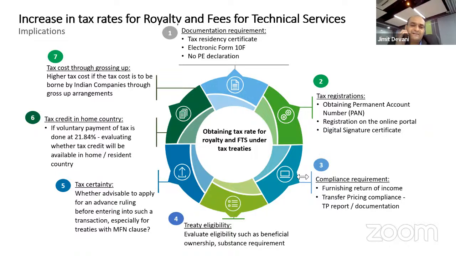If there is a grossing up, does it need to be mentioned in the agreement? Yes, it's always part of the agreement. Whoever is entering into an agreement with a foreign party always mentions who bears the taxes, whether the Indian party bears the taxes or the foreign party bears the taxes. And that is always part of the agreement. So you need to look at the agreement before coming to any conclusions.